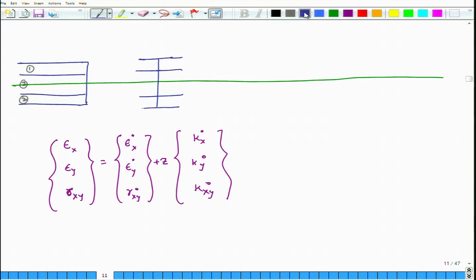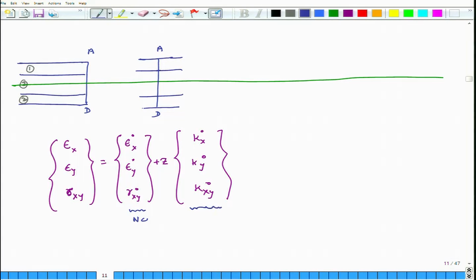So, along this line AD, the value of x and the value of y do not change. The only thing changing along line AD is the coordinate z. x, y are not changing, which means this function does not change. There is no change in this function because x is fixed and y is fixed. So, mid plane strains are fixed.